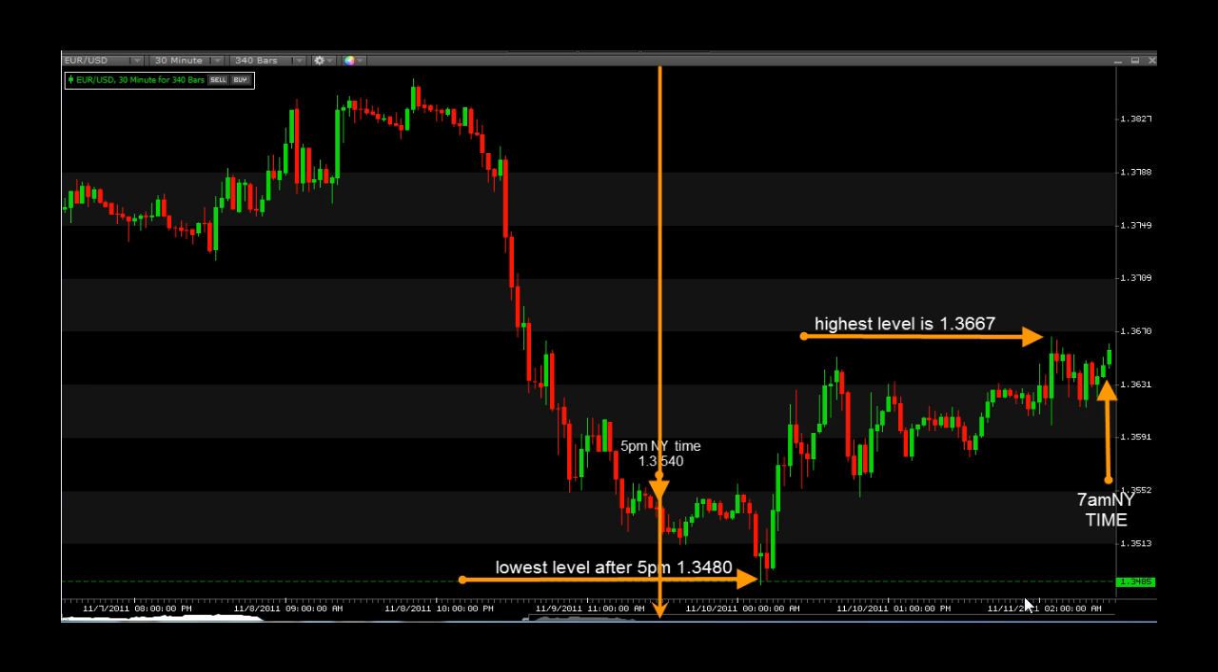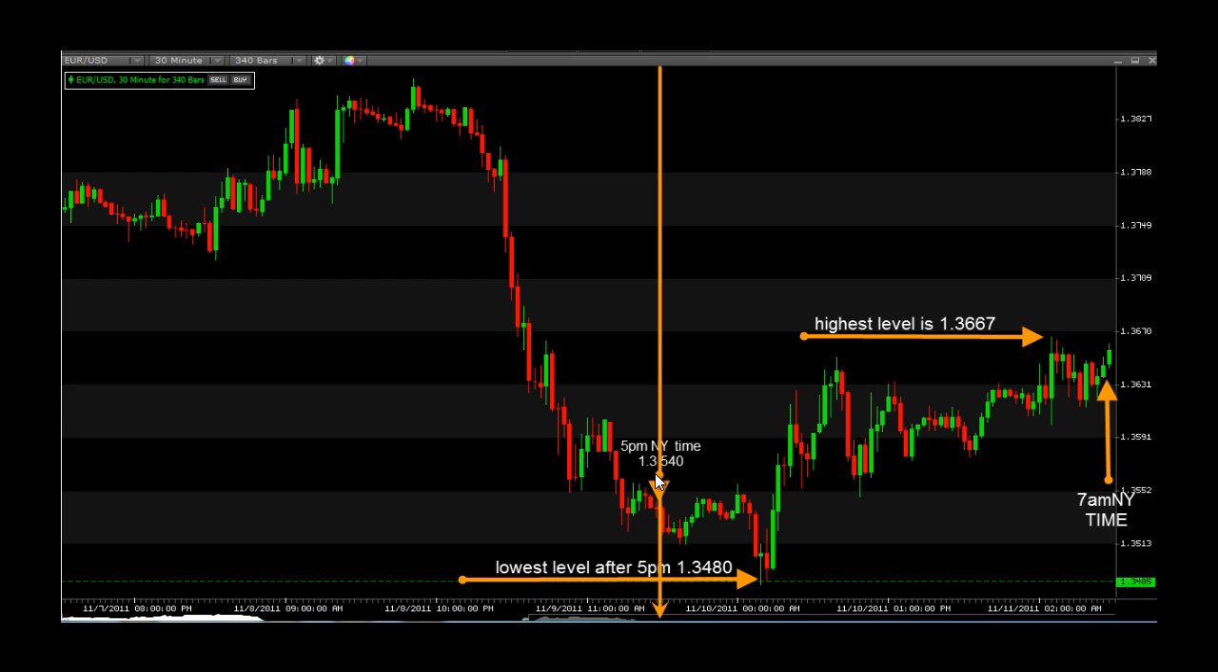Now we're going to take this example and show you why it is important to pay attention to the maximum price movement before you start thinking about placing any trades. And it is important to analyze the market and to take the 3 different sessions into consideration. First, let's take a look. We have 5 p.m. New York time. We have established this will be our starting point to analyze the maximum price.